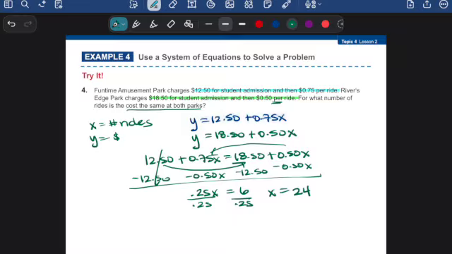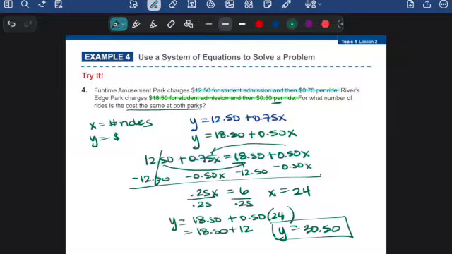Now, they didn't ask us for what the cost is, but we could solve for it. Just plug in x into either of the equations. Okay, so let's plug it into the second one to see how much money they would spend with 24 rides and what that cost would be where it's the same at both parks. 18.50 plus 0.5 times 24. Okay, so 18.50 plus 12. The cost that they're going to spend is $30.50 at both parks.